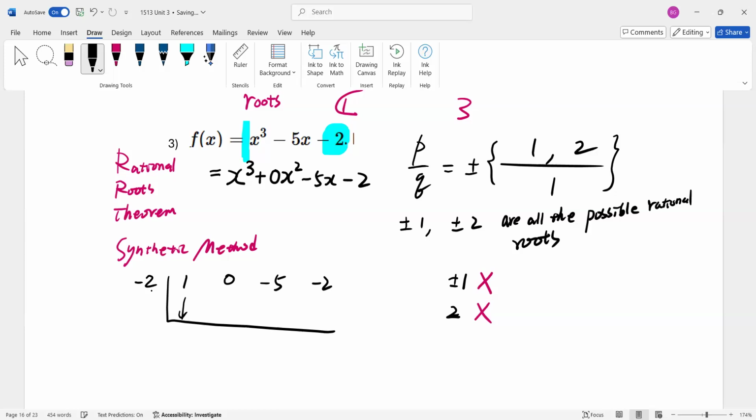-2. Try -2. 1, -2, -2, +4, -5 plus 4, -1. 1 times -2, +2. There we go. 0 works. 0 is an actual root. Yeah, we use the rational roots theorem, found 4 possible potential rational roots, and then we use a synthetic method to check each single one of them, and then we found out only -2 is an actual root. So very important. Let me mark that.